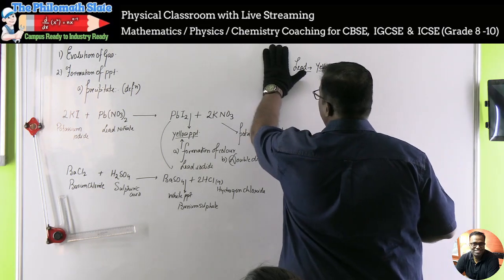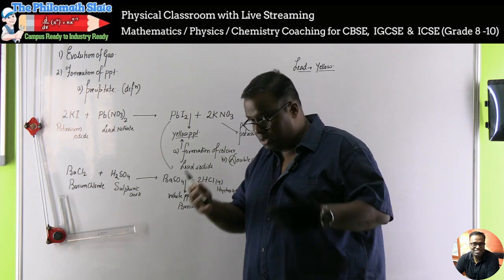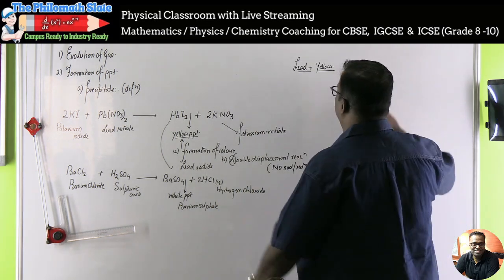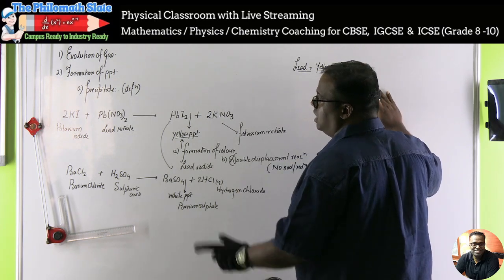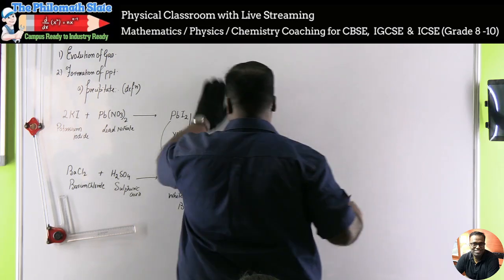The next one is most important, which we say evolution of heat or absorption of heat. That is absorption or release of heat. करें इसको. Shall I rub this? Done? चलो. So let's go and understand now.